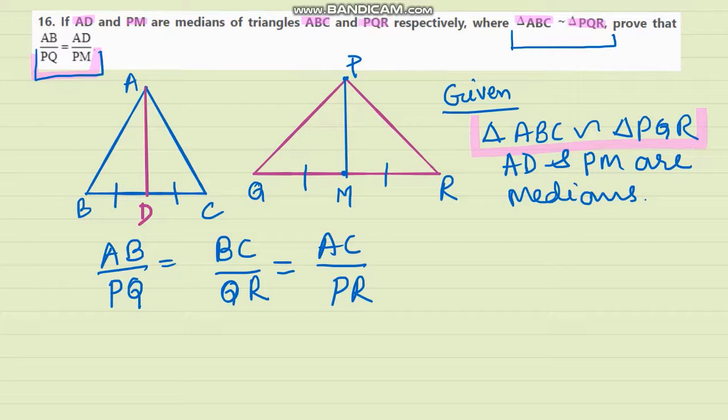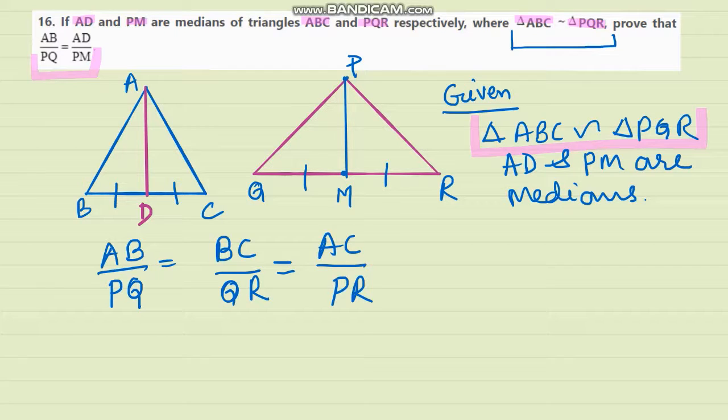We have to take AB by PQ equal to BC by QR. Why BC by QR? Because on BC we have D and on QR we have M. So let us take this part, AB by PQ equal to BC by QR. Now let us see how we can work on BC and QR.